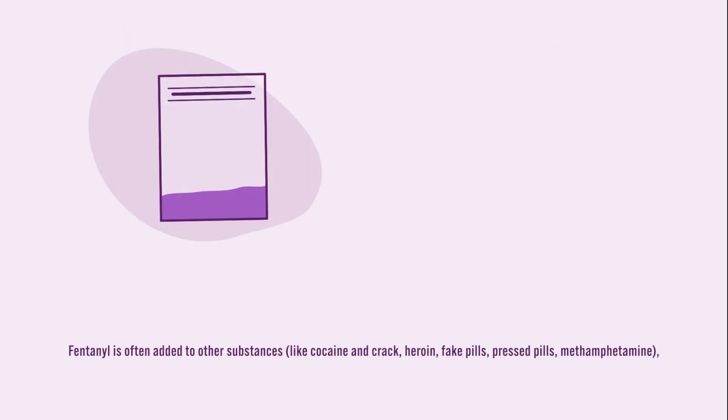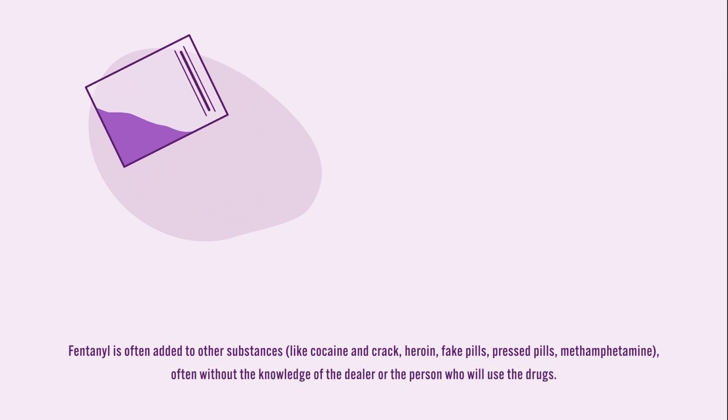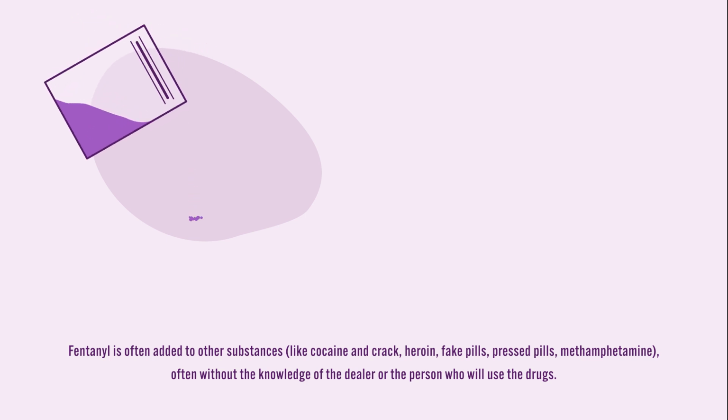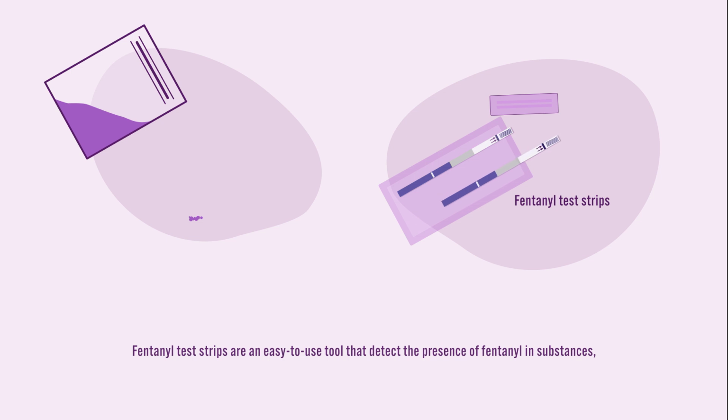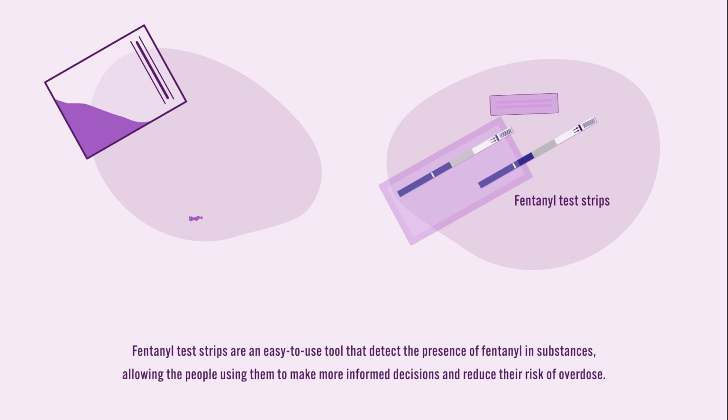Fentanyl is often added to other substances like cocaine and crack, heroin, or fake pills, often without the knowledge of the dealer or the person who will use the drugs. Fentanyl test strips are an easy-to-use tool that detect the presence of fentanyl in substances, allowing the people using them to make more informed decisions and reduce their risk of overdose.